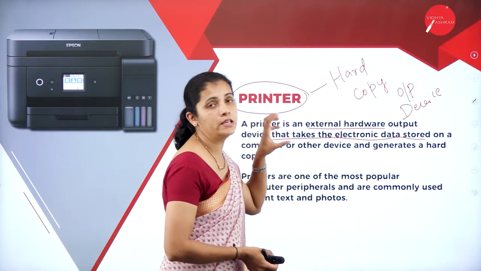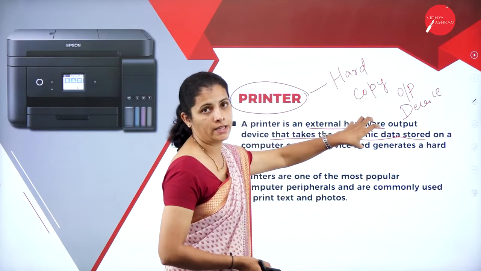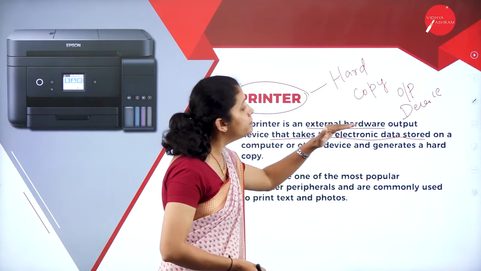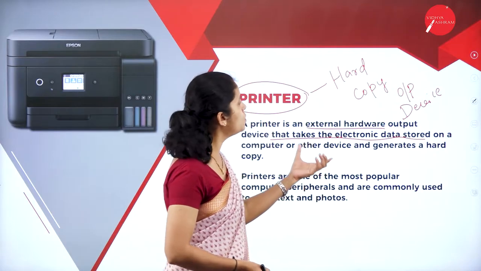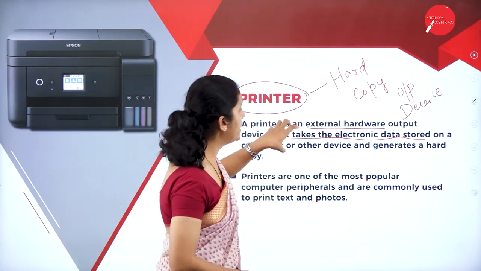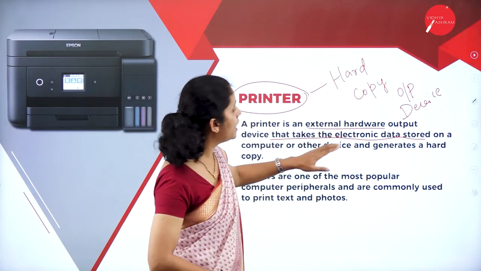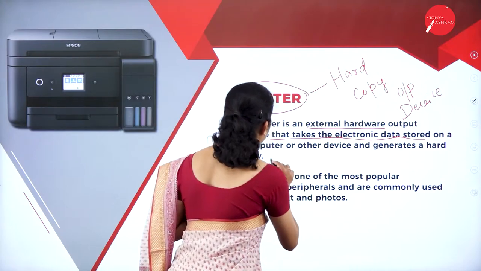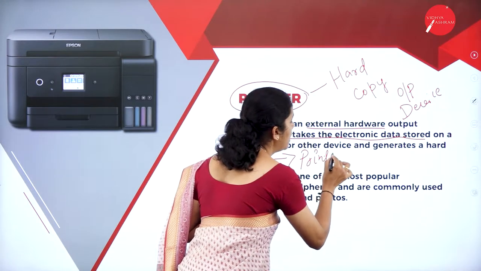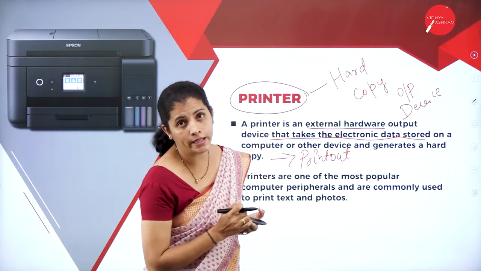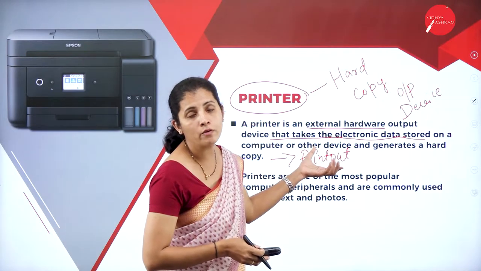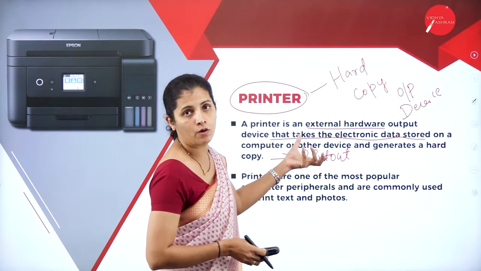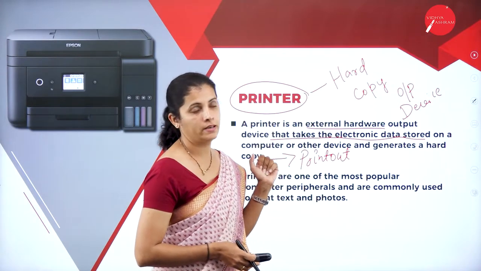That means the printer is going to take the electronic data. All the data are stored inside the computer memory, or it may be stored inside some other device. So the printer takes the data from the computer or from the other device, and generates the hard copy. Here hard copy is nothing but the printout. Then tell me how you get the printout. The printout is in the form of paper. So the paper output itself is called printout, that is the output from the printer.